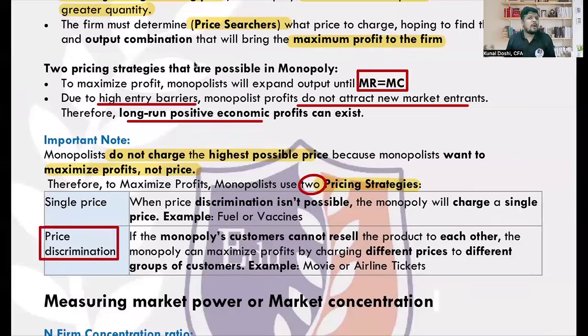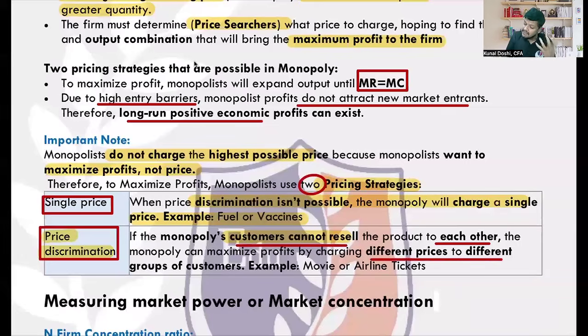What is price discrimination? The opposite of single price. In single pricing, the monopoly is charging the same price to all the consumers. For example, fuel. We are all getting fuel at the same price. But under price discrimination, the monopoly will charge everyone a different price based on the amount that they are willing to pay. So monopoly customers cannot resell. Very important, price discrimination only works when you cannot resell to someone else. So basically the monopoly is selling to the end user, right? If that is the case, then the monopoly will try to sell to each consumer at the different price that they are willing to pay.